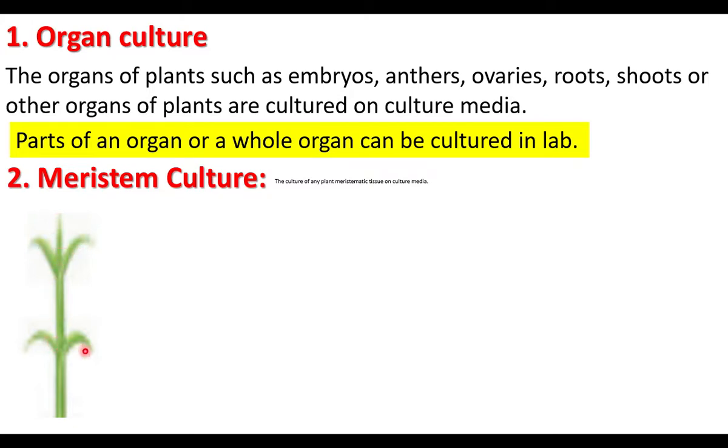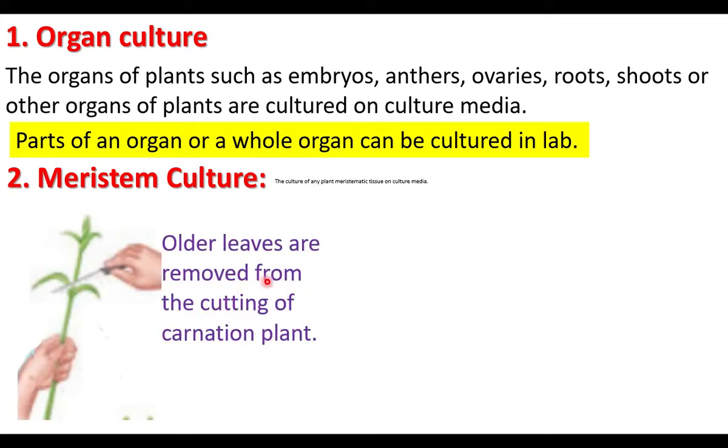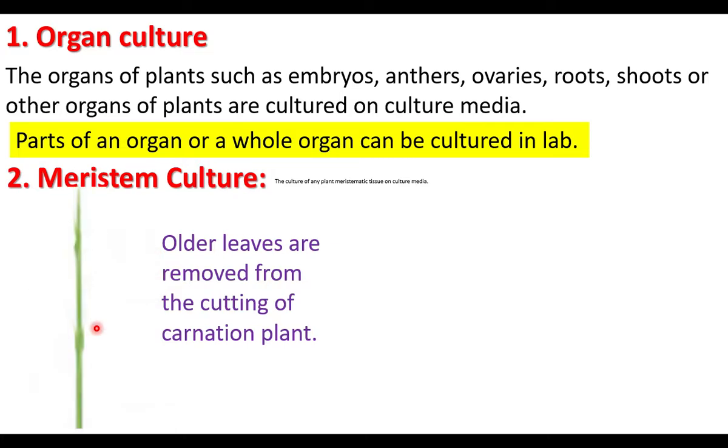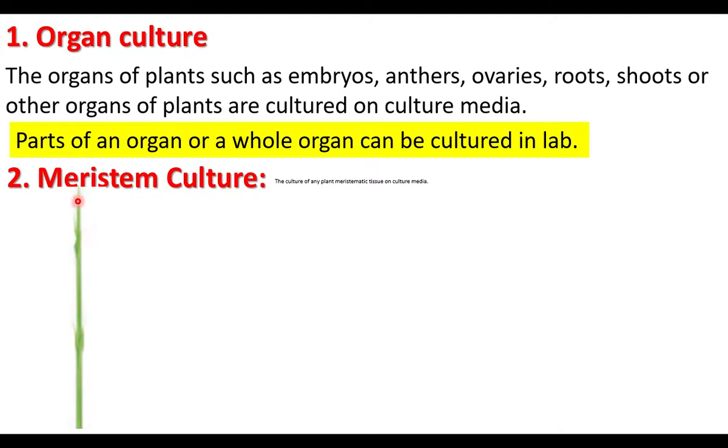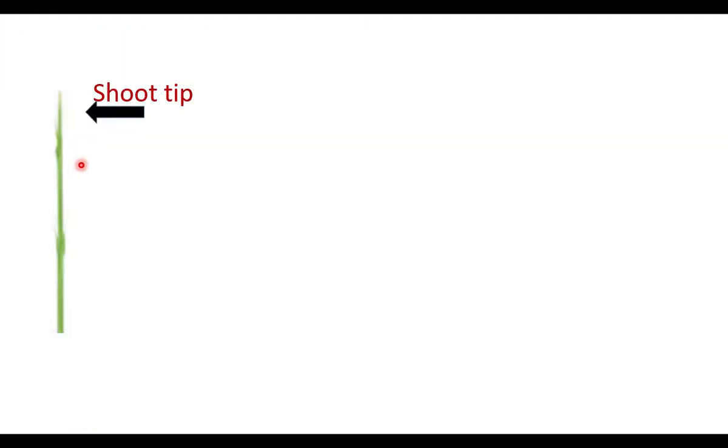The older leaves are first removed from the twig of a plant. Older leaves are removed from the cutting of carnation plant. Older leaves are removed from the twig of carnation plant. Now older leaves have been removed. This is the tip of the plant. If we see the enlarged view, we can understand the growing tip. This is shoot tip containing apical meristem.